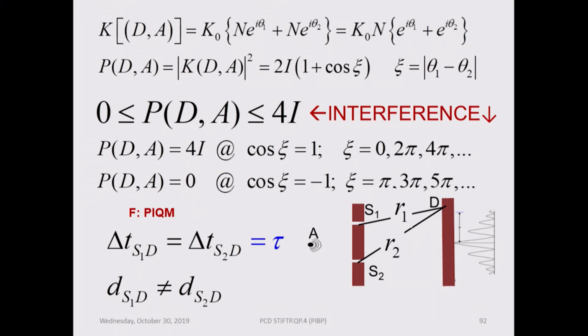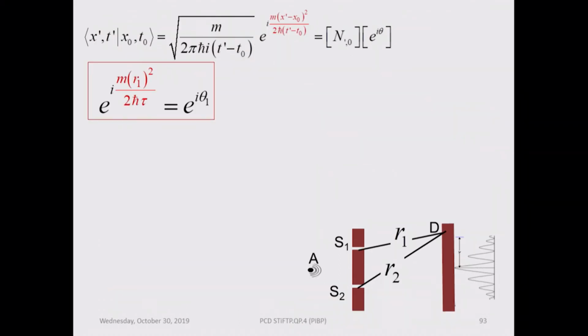Okay. So, the time intervals S1 to D and S2 to D are exactly the same, which I represent as tau. I am aware that the two distances are not the same, and it does not matter in this analysis. The nomenclature 1 and 2 does not matter, okay. And we have the two phases now.